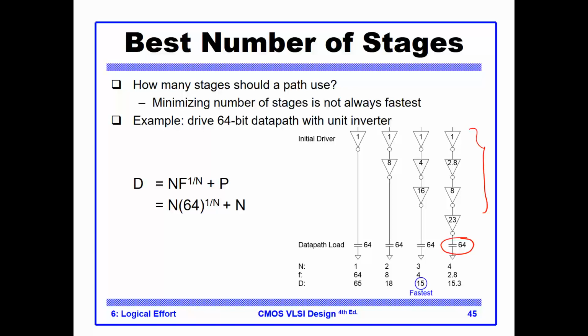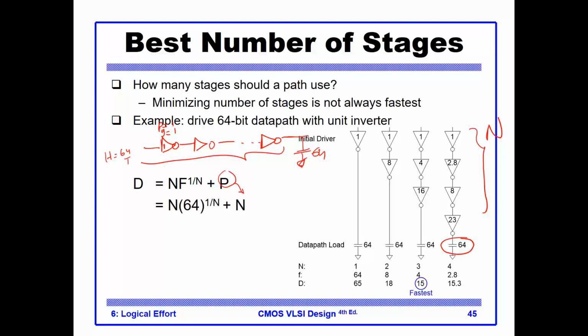Well, since we have inverters, let's assume the number of inverters is n. And I know that inverters have this nice feature: G equals 1, P equals 1. So the intrinsic delay, if I have inverters, is n. The input load of the inverter is 1. So if I have an output load here of 64, then H equals 64/1.